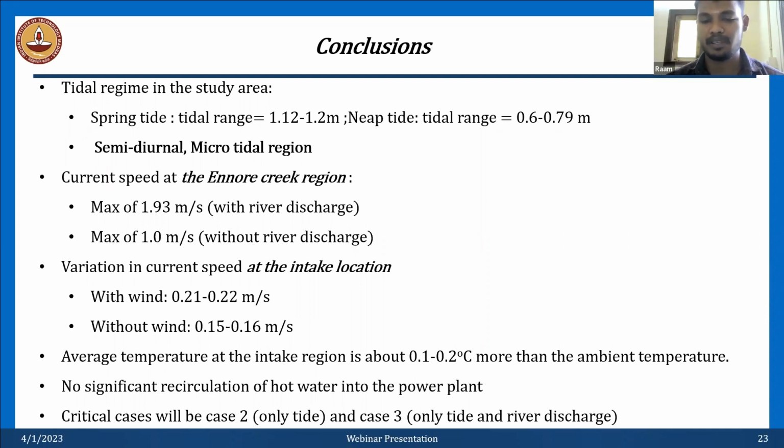That is a significant case that we have to take care of. Otherwise, the system of the power plant will be damaged. And these are the critical cases. If you consider only tide, there is more impact of advection. And in case 3, tide and river discharge are considered. It also has more impact, but it is not an actual case.